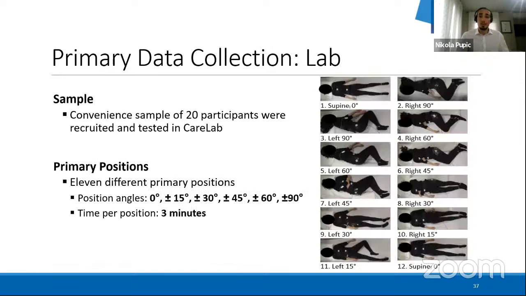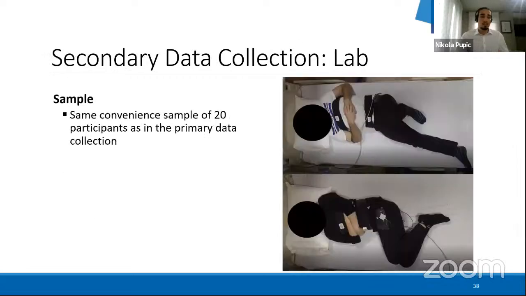Data collection had 2 phases, the primary phase and the secondary phase. In the primary phase, participants were asked to adopt 11 different poses as seen in the photo on the right. The positions included 0 degrees, plus minus 15, 30, 45, 60, and 90 degrees, and each position was held for 3 minutes. The secondary phase consisted of 10 different positions that were selected at random by participants, one of which the participants were asked to adopt a prone position.